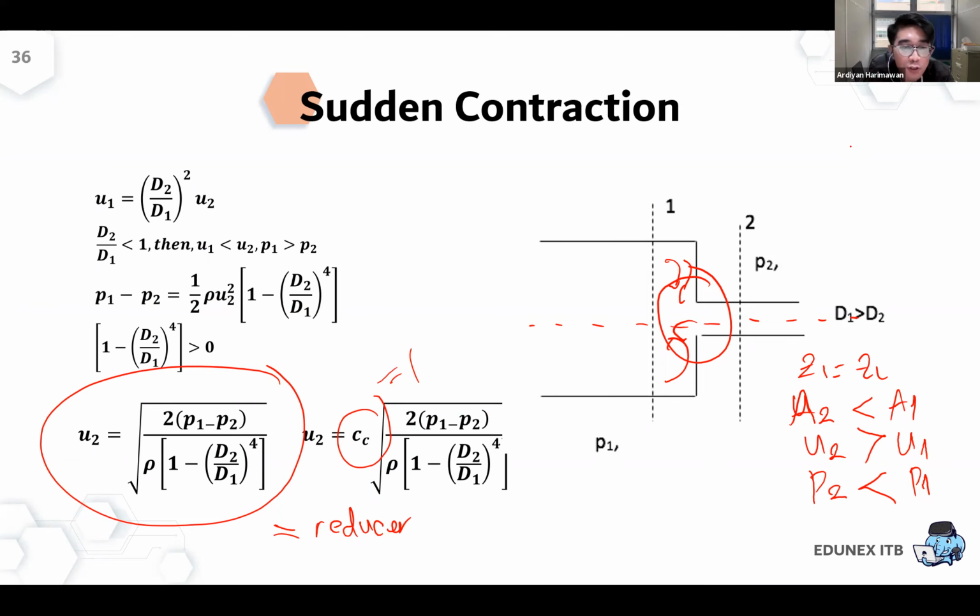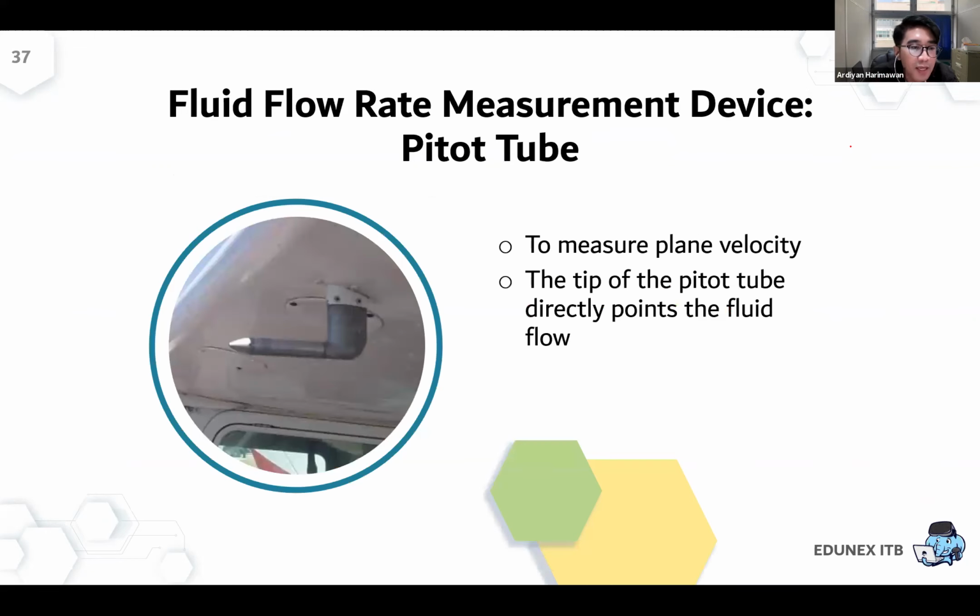Okay, now I'll continue to the next part. The principle of the Bernoulli equation can be used in fluid flow rate measurement devices. By the name, a measurement device is to measure the flow rate of the fluid. Okay, first is the pitot tube.